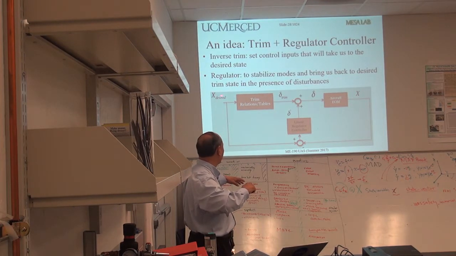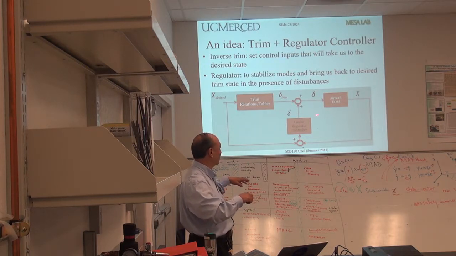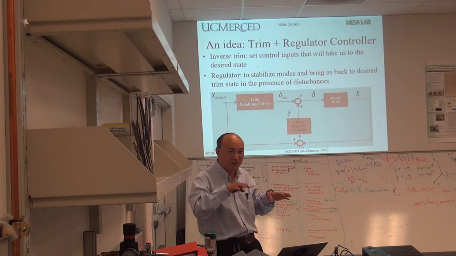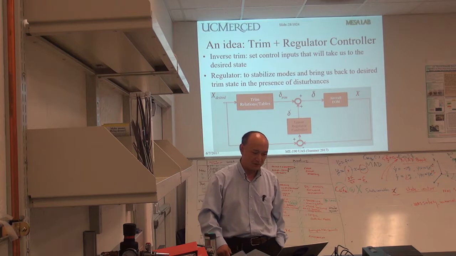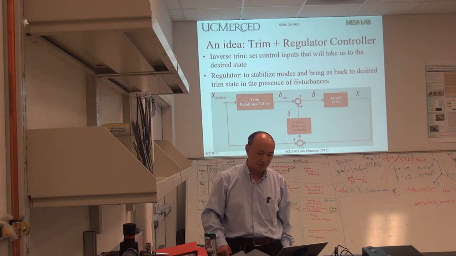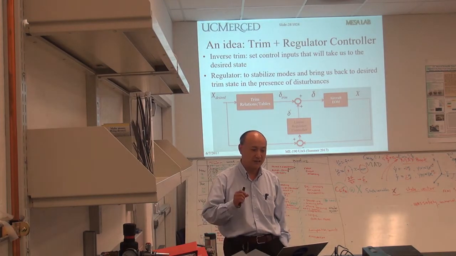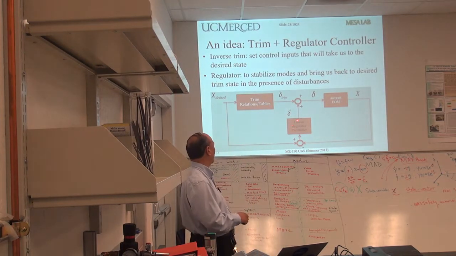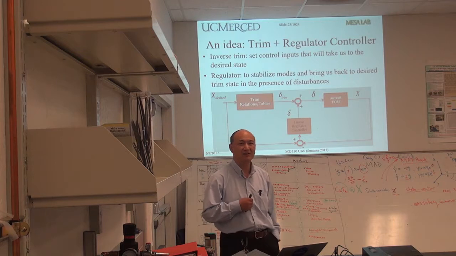But it's not the same as the desired one, there's a difference. Then use this difference to adjust the trim and control it. So then I can maintain my aircraft at that state. That's called a trim regulator control, inverse trim based. This is a very intuitive idea, right? So this is a closed loop control. But as for what kind of controller to put here, the easiest one is proportional control.